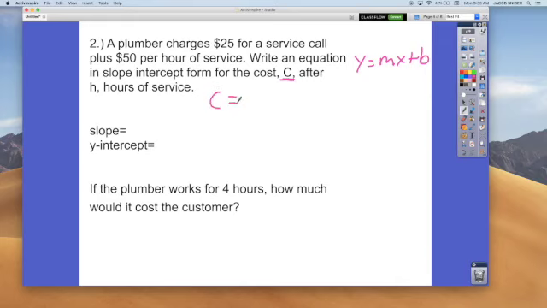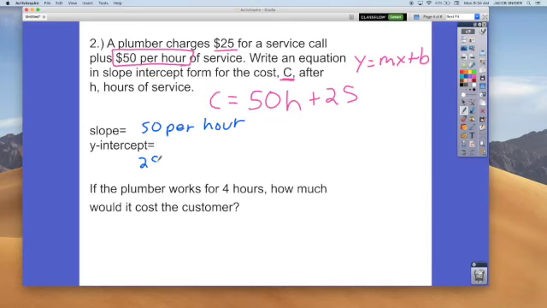Now, how much does it cost per hour? Anytime we're talking about per something, that usually means the slope. So it costs $50 per hour plus the $25 service fee. Okay, there's our equation. Now, what does our slope mean in this problem? Our slope means that it costs $50 per 1 hour of work. And what's our y-intercept? Our y-intercept is our $25, and that's just the cost for the service call.